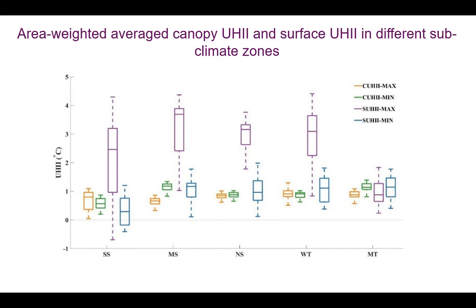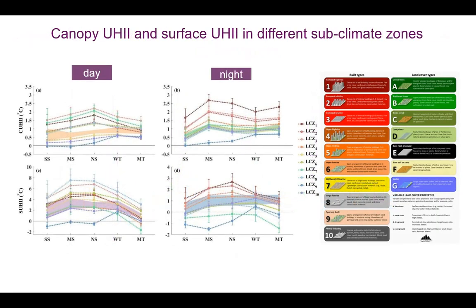And we can find the surface urban heat island is always much higher than the canopy urban heat island, and it also varies in different climate zones, and usually peaks in the middle subtropical area. And also, if we take a deeper look into different local climate zones, we can also see the difference.